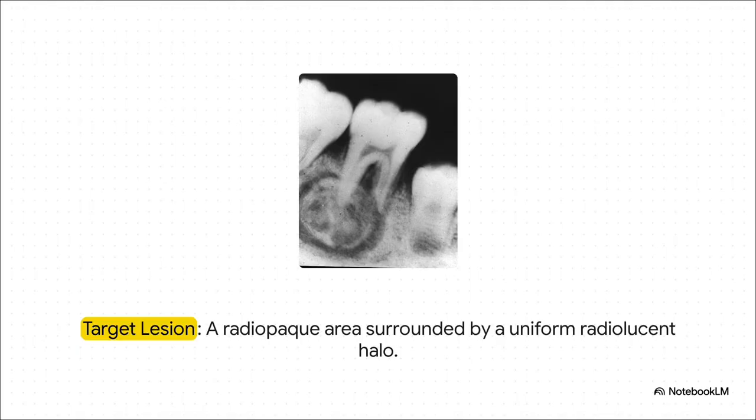Okay, now we get a little fancier. This is a target lesion. And why is it called that? Because it looks just like a target. You've got that white center, the bullseye, and it's surrounded by a thin, dark, radiolucent halo.